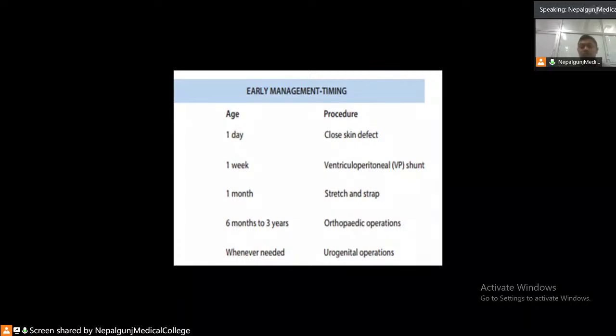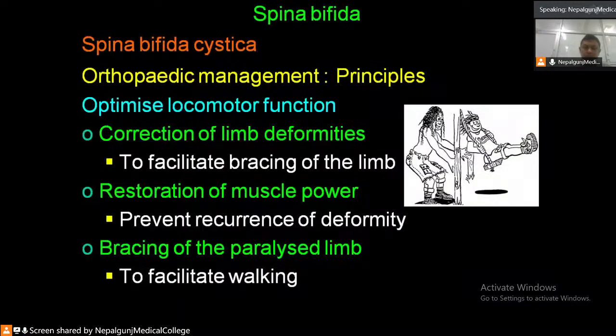From 6 months to 3 years, one can go for orthopedic operations. There is a high chance that the child with spina bifida has urogenital problems. After about 6 years, or whenever needed, the urogenital operations can be conducted.